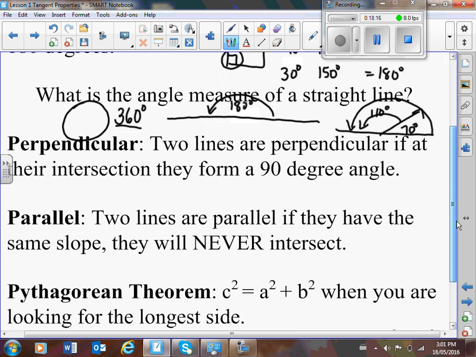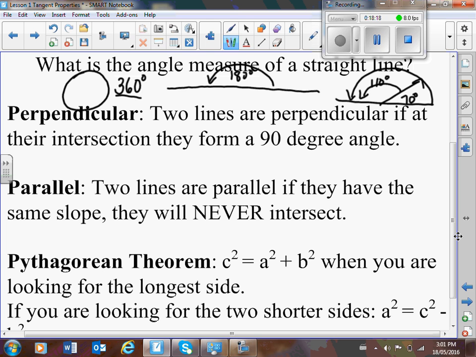Perpendicular, hopefully you got this from the first page: two lines are perpendicular if at their intersection they form a 90-degree angle. That's the symbol for perpendicular. If you see that symbol, we know things are perpendicular. But again, we never make an assumption in a diagram that things are perpendicular unless you see the notation of the right angle. It has to be a right angle for them to be perpendicular.